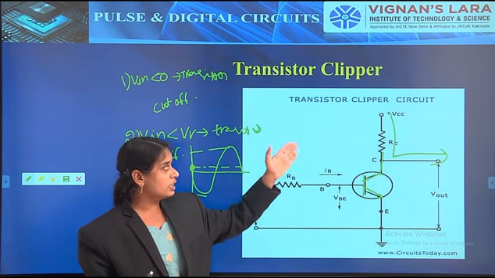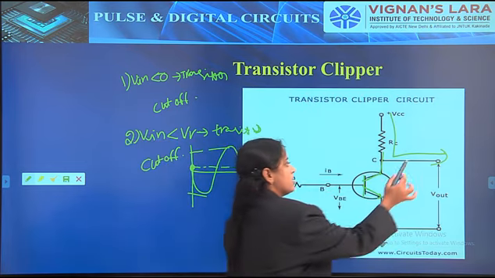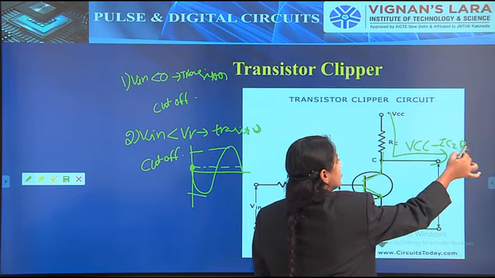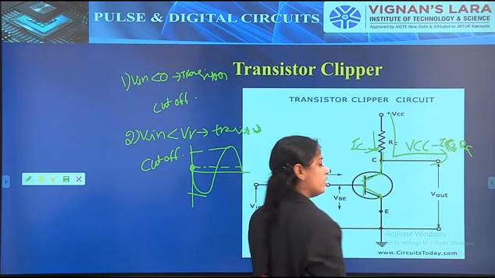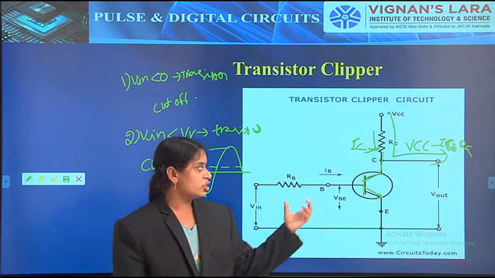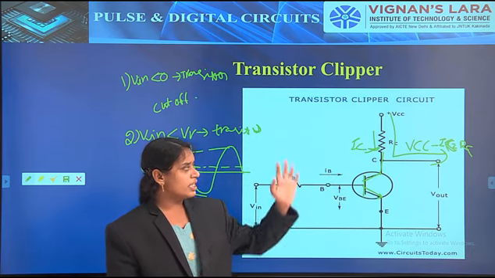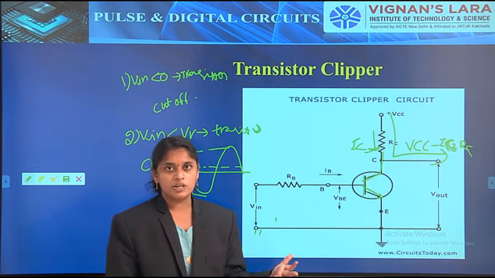Very important: when the transistor becomes off, the output is generally VCC, but it is VCC minus IC into RC, because it consists of the IC current, IC into RC. When the transistor is off, the IB current will be 0 generally and the IC current will also be 0. So that's why the output will be VCC, only when the transistor is in off condition.